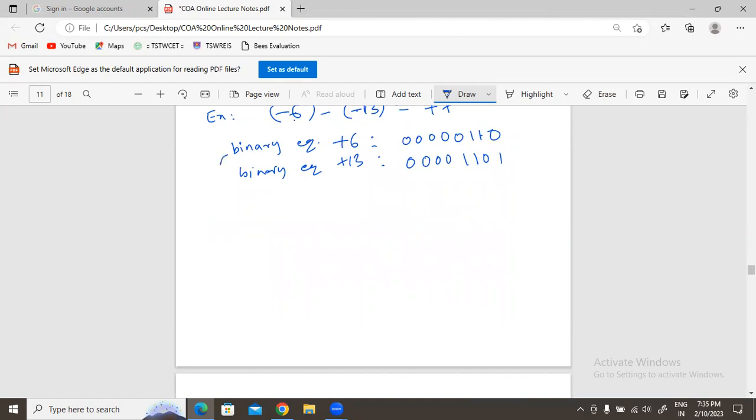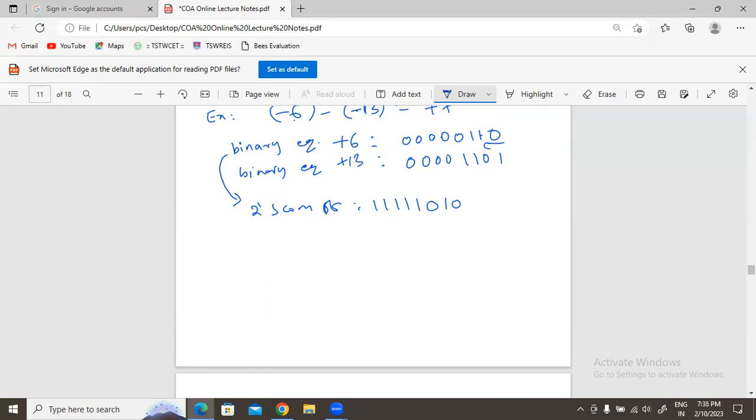Now see here. The 2's complement of 6, because minus 6 is a negative number. Up to the first occurrence of 1 it is the same. The remaining bits will be 1, 1, 1, 1, 1, 5 ones. So the remaining 1s will become 0. So this is the 2's complement of 6.